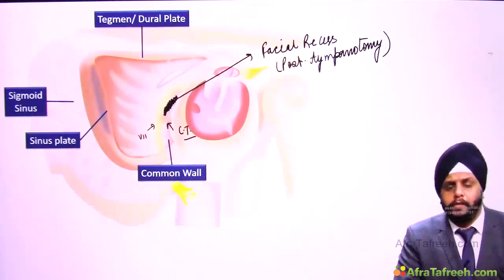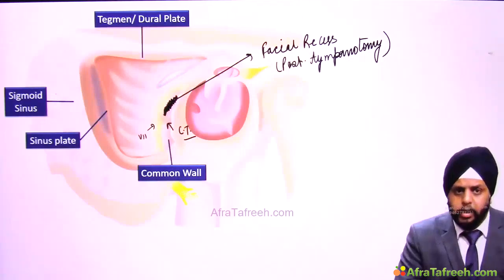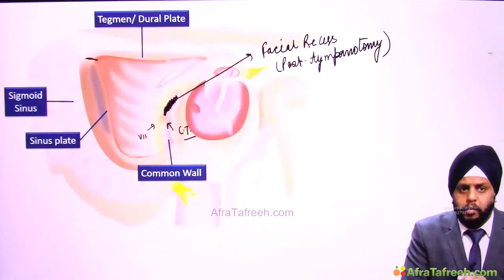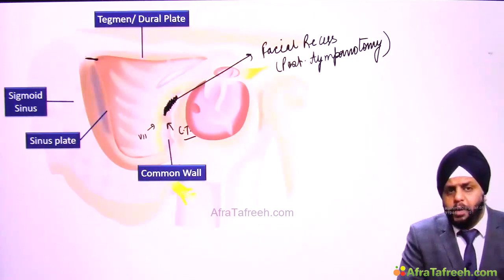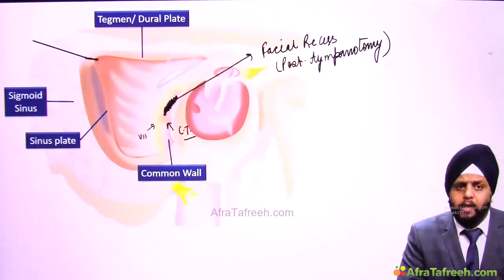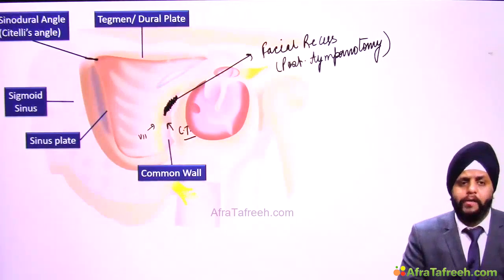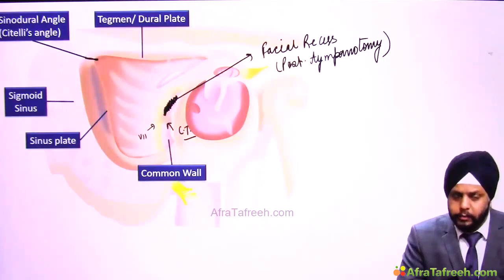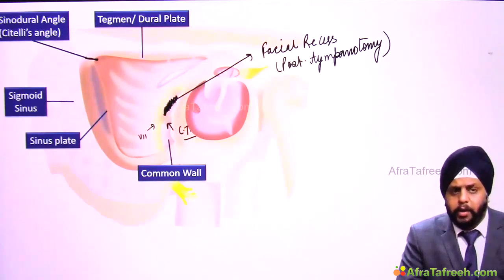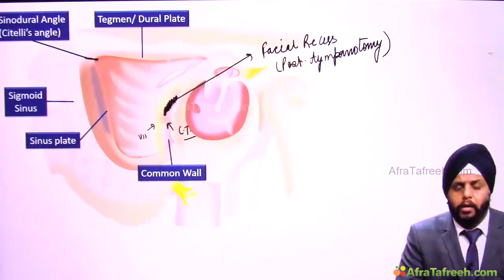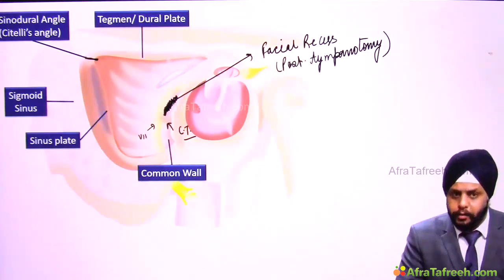Superior wall is known as tegmen or dural plate. In between them, we have an angle between the sinus plate and the dural plate. This angle is known as sinodural angle, also known as Citelli's angle. So the angle between sinus plate and dural plate is the sinodural angle or Citelli's angle.